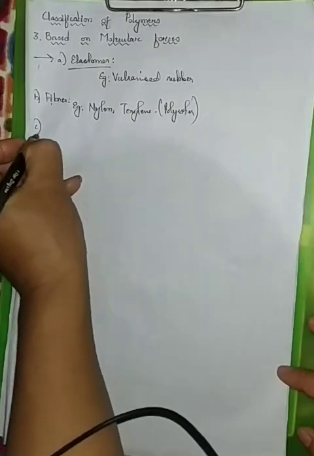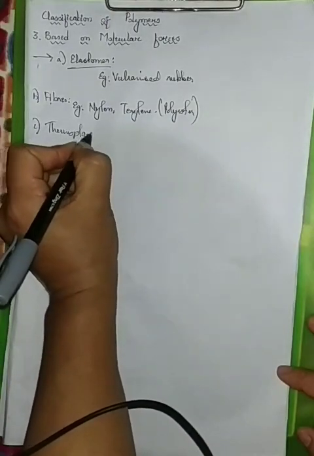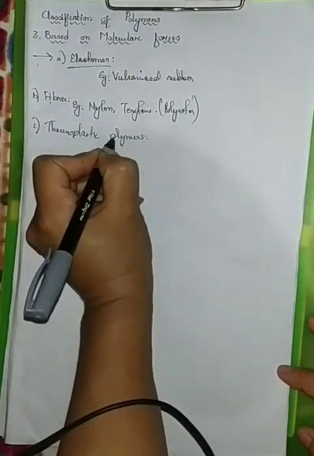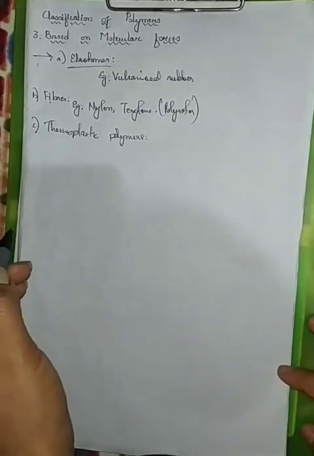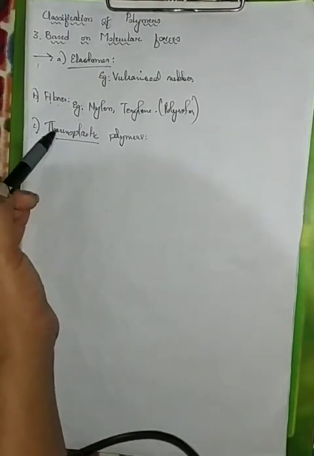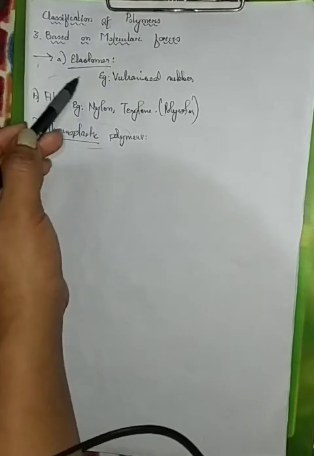Now, the third type of classification is thermoplastic polymers. In thermoplastic polymers, the force of attraction is intermediate. The force of attraction is intermediate between the elastomers and the fibers. That means in thermoplastic polymers, the forces of attraction are in between that of elastomers and fibers.